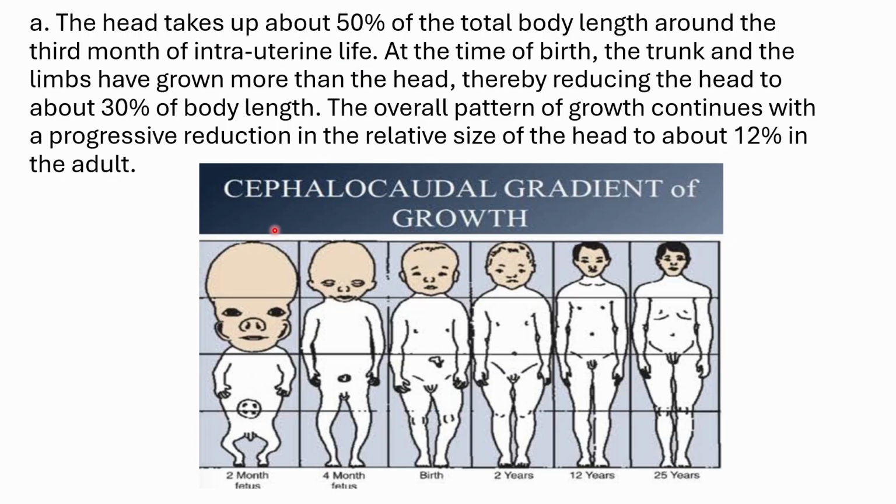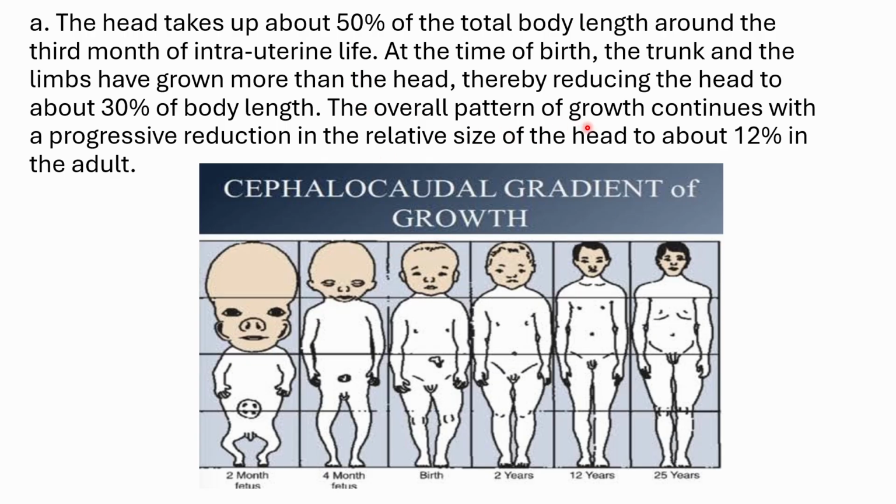As we can see here in the third month of the intrauterine life, the head takes about 50% of the total body length. At the time of the birth, the limbs and trunk have grown more than the head, thereby reducing the head to about 30% of the total length.